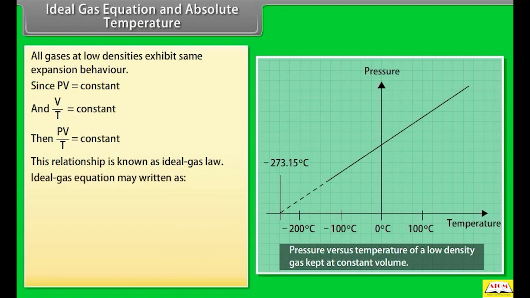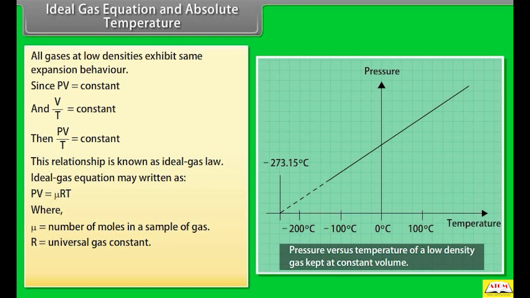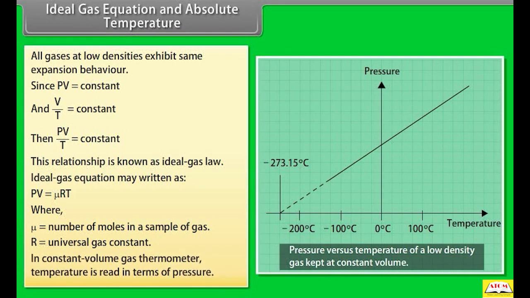The ideal gas equation may be written as PV is equal to mu RT, where mu is equal to the number of moles in a sample of gas and R is equal to the universal gas constant. In a constant volume gas thermometer, temperature is read in terms of pressure.